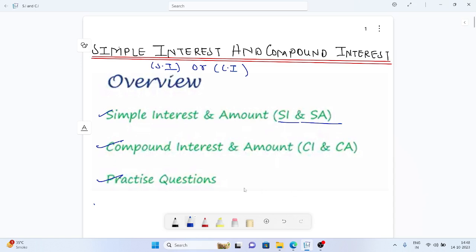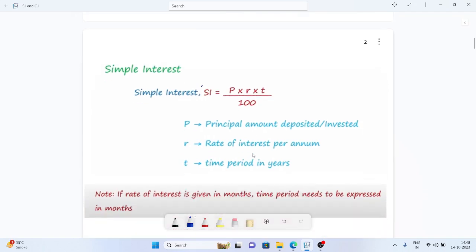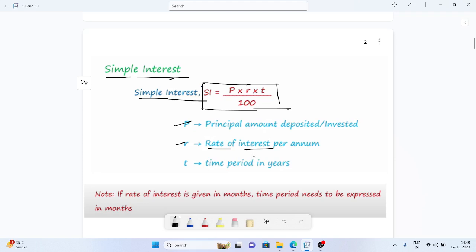Now, first we are going to start with simple interest. What is the formula of simple interest? The formula for simple interest is equal to P into R into T divided by 100. What is the meaning of these terms? SI is the simple interest. P is the principal amount deposited or invested. R is the rate of interest per annum. Annum means per year. And T is the time period in years.